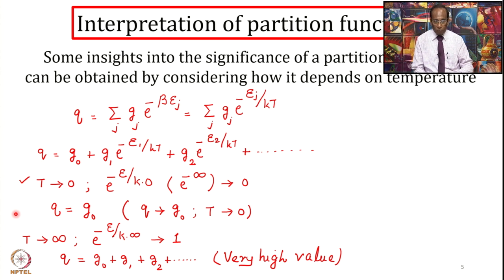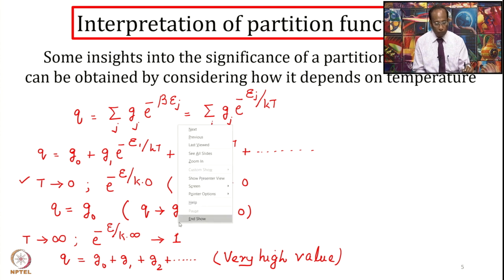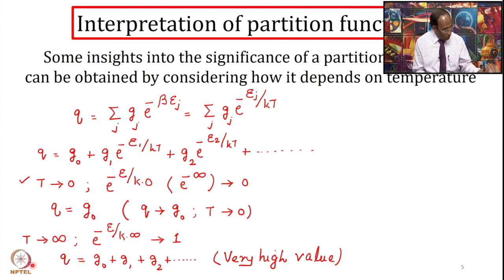I want you to appreciate the discussion that when T approaches 0, your partition function approaches a value equal to the degeneracy of the ground state. On the other hand, when T approaches infinity, the value of the partition function approaches a very high value. So therefore, what do we conclude from this kind of result? That means when the temperature is approaching a value of 0, Q is equal to g0, which is the degeneracy of the ground state. And when temperature approaches infinity, the value of Q also increases. It increases to a very high value depending upon the temperature.